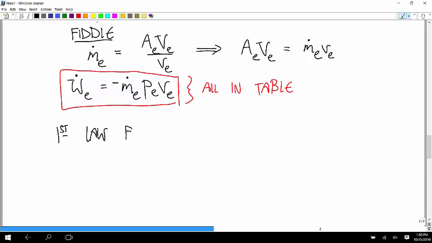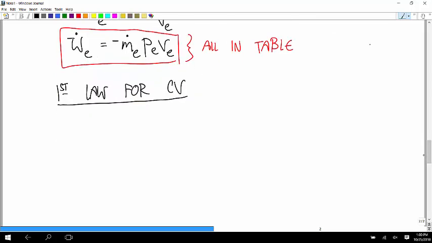So put it back into the first law for control volumes. And you get dE/dt for control volumes is equal to Q dot minus work dot for the, we're going to give that a CV because that's talking about the control volume itself, not the inlet and exit. We're doing those separately.